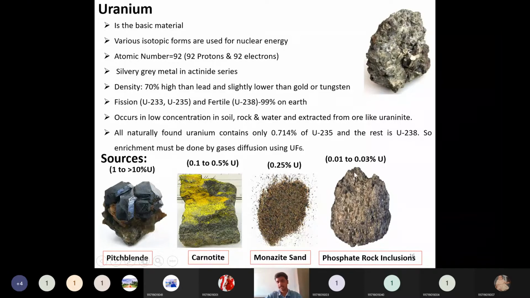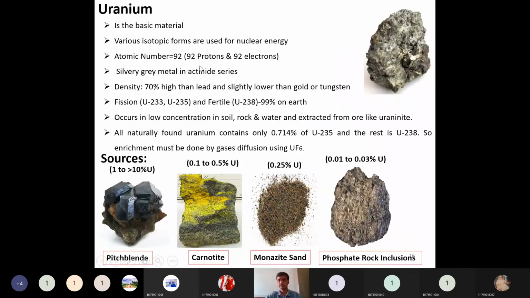So from this type of ores, we have to collect this fraction of uranium, and it can be used in our nuclear fuel generation. So this is about uranium, some of the facts, and some of the sources where we can find uranium.